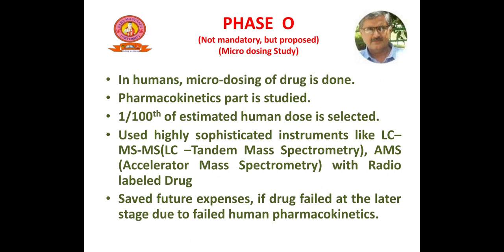That is LC tandem mass spectrometry, or AMS, that is accelerator mass spectrometry, can be used with the radiolabeled drugs. Now, if the findings are okay, then we should proceed. Otherwise, there will be huge losses if we conduct it at a large scale, and then at a later stage we find that human pharmacokinetics has failed. It is not able to reach that particular level.